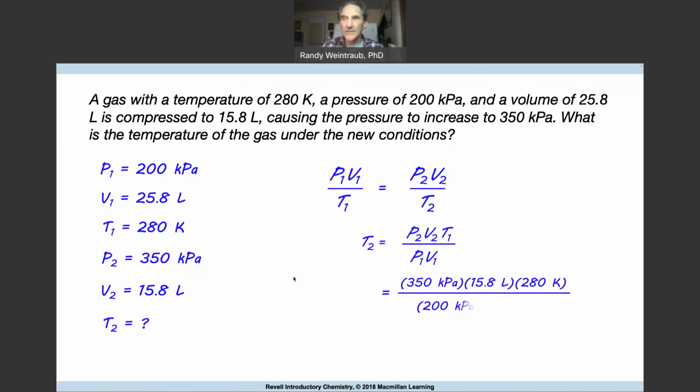Plug in values, cancel out units, and arrive at the new temperature.